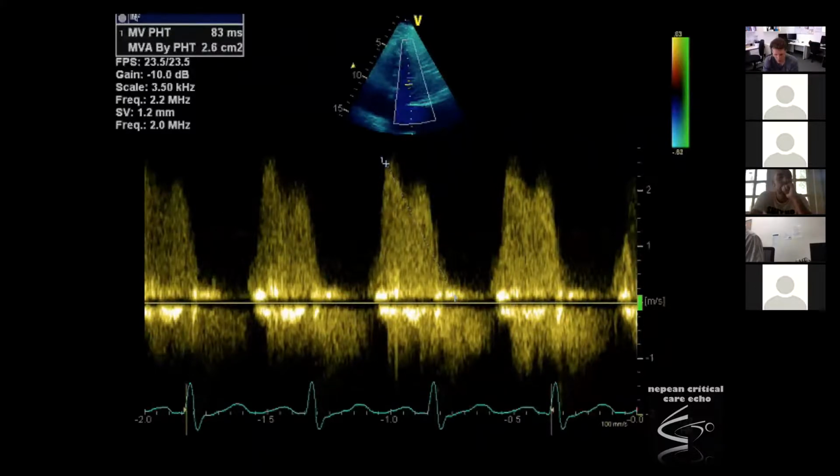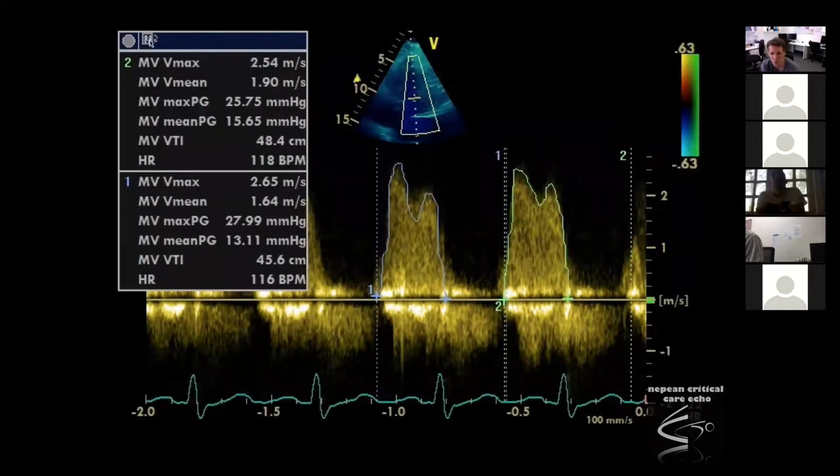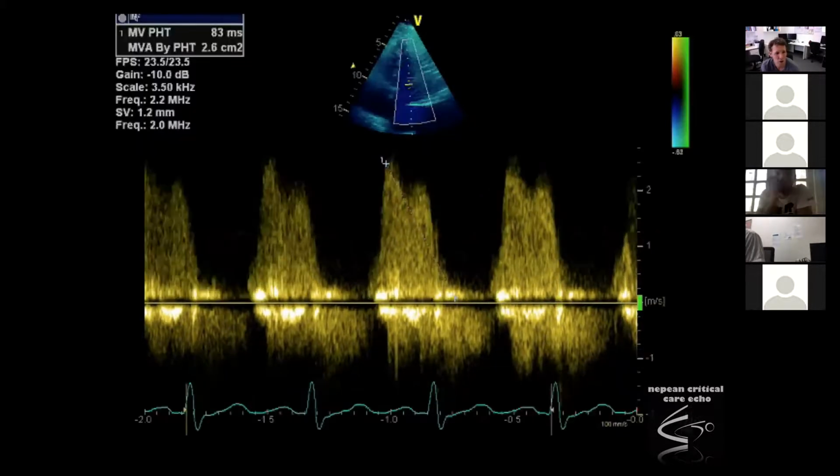Based on what Lewis said before, where you've measured the pressure half time is actually consistent with where the outline has been measured for the pressure gradient. So I would say those measurements are consistent with each other, but one suggests severe and the other one doesn't, and the reason is probably loading conditions and flow.